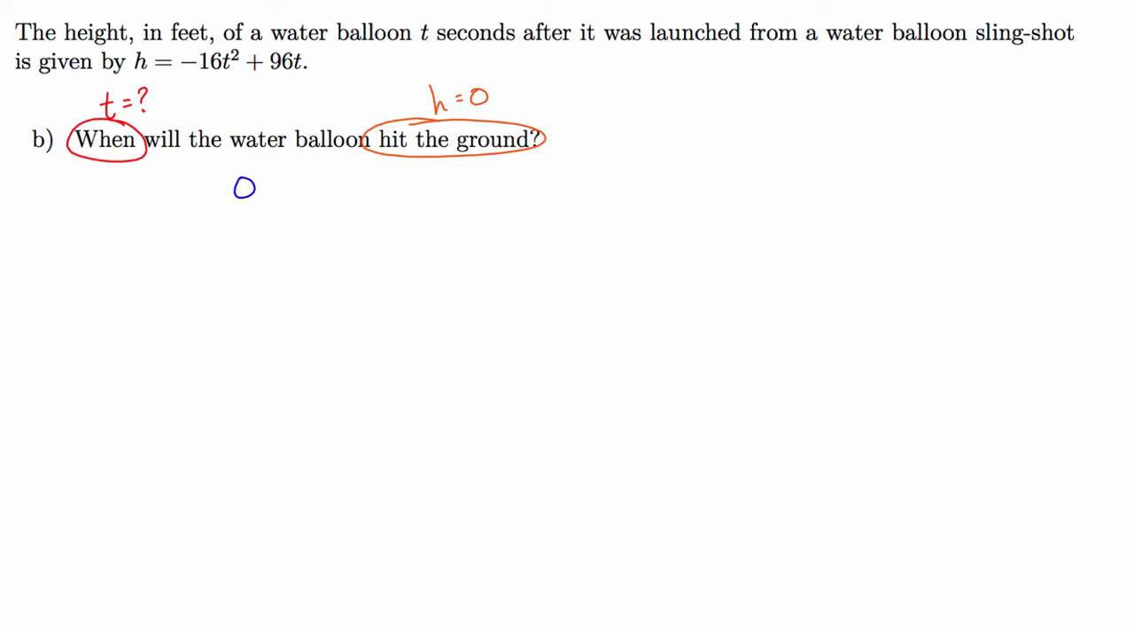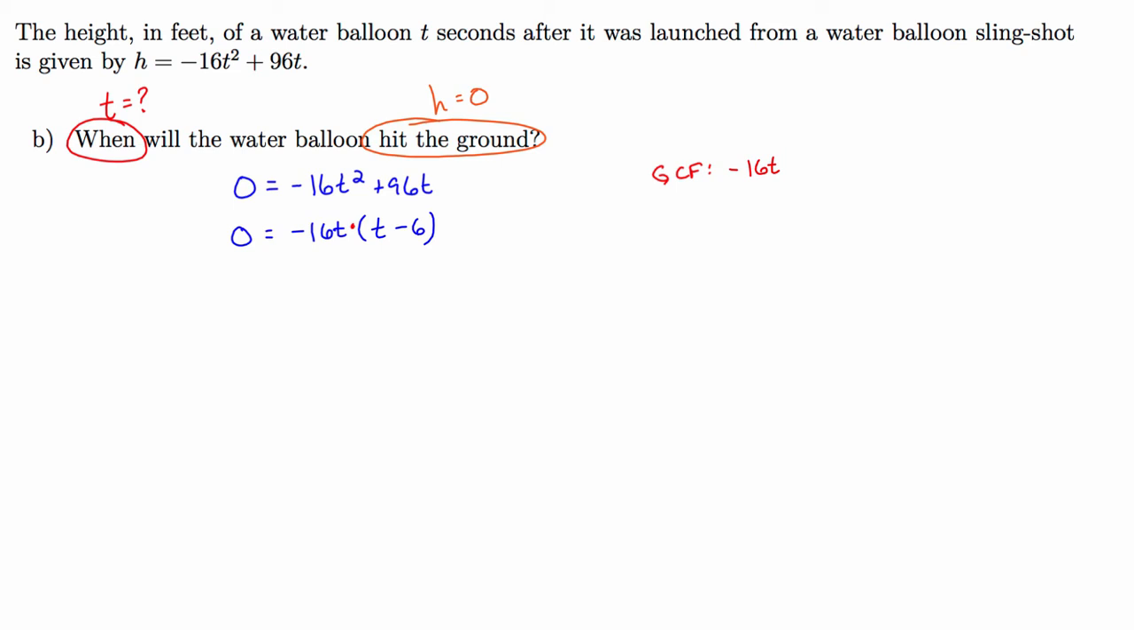Putting 0 in for h, we will have 0 equals negative 16t squared plus 96t. Unlike part A, where we were evaluating, here we actually are solving an equation. To solve this equation, we're going to go to the usual process, the greatest common factor. In this equation, the greatest common factor for negative 16t squared and 96t is going to be a negative 16t. So if we factor negative 16t off of both of those two terms, we'll be left with t minus 6.